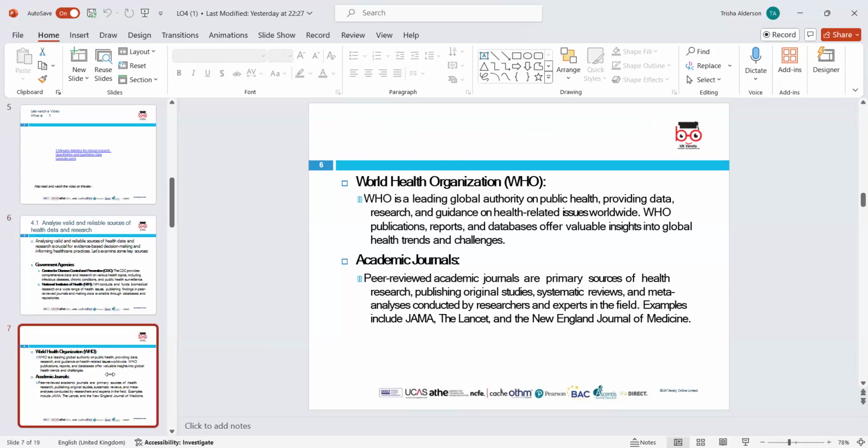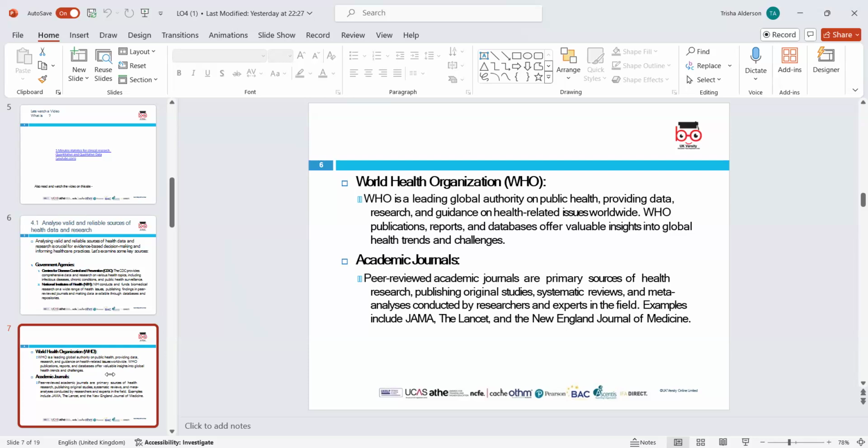We've got the World Health Organization, also known as WHO, and they're a leading global authority, as we mentioned before, on public health. They provide data, research, and guidance on health-related issues across the world. They publish reports, they have different publications, and they've got databases that offer valuable insights into global health trends and all the challenges that these impose.